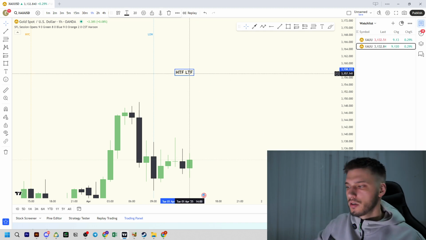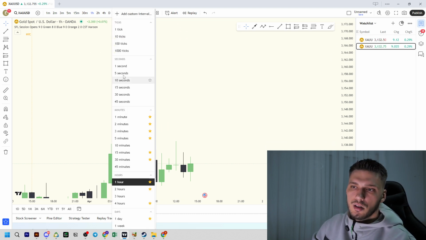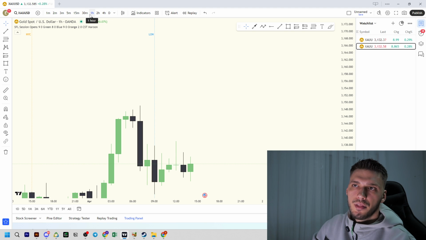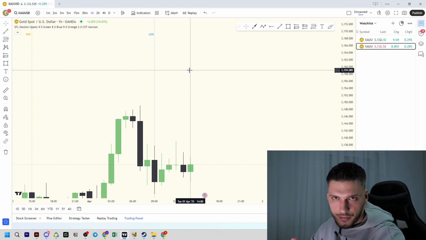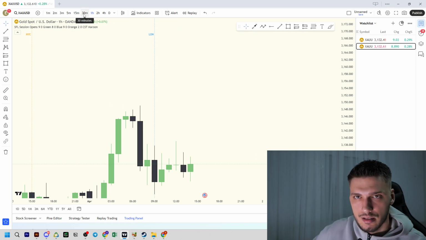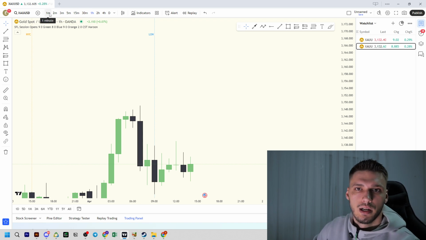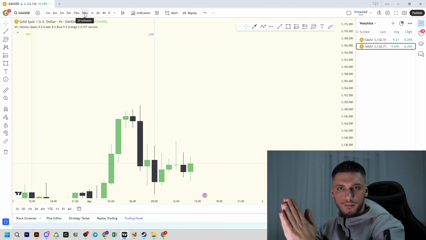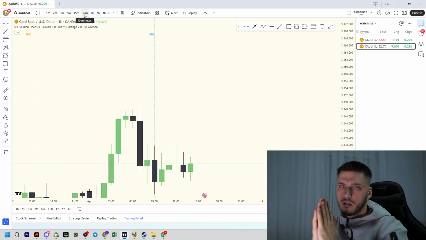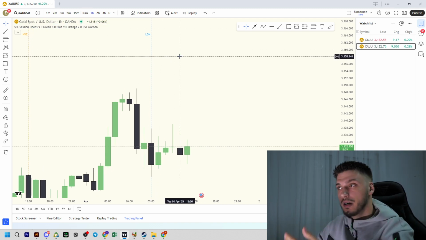And what is considered high time frame and low time frame? Everything that's above the 30-minute, so 1 hour, 2 hour, 4 hour, daily, is considered high time frames. And everything that's under 30 minutes is going to be considered low time frame. And the 30 minutes, I think, is the middle one. It's not so high, it's not so low, it's in the middle. That's what I want you guys to understand.